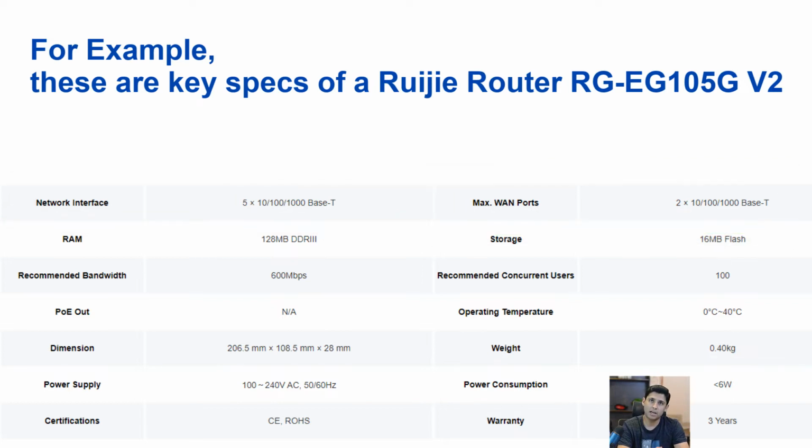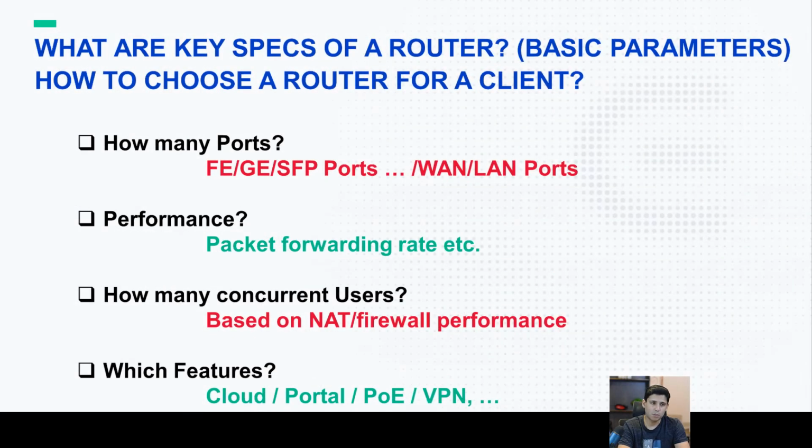So depending on the client requirement, project requirement, customer requirement, we can suggest based on the number of ports which router is suitable for them. We have a wide range of routers in Ruijie which we will be learning in later phases of this training course. Here we are just discussing the routers. Then the second thing we need to look at is performance. For example, what could be the packet forwarding rate?